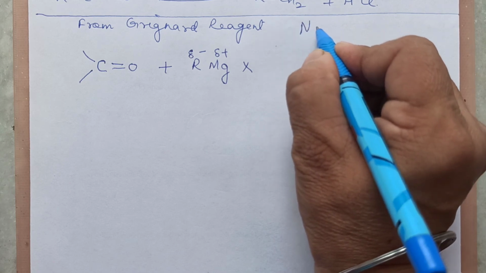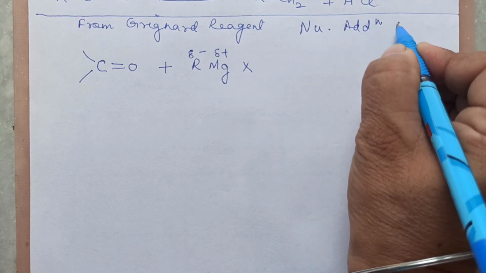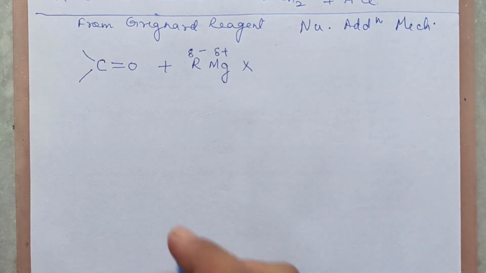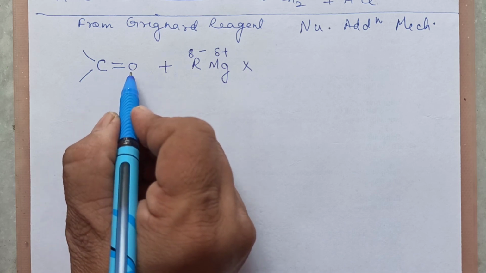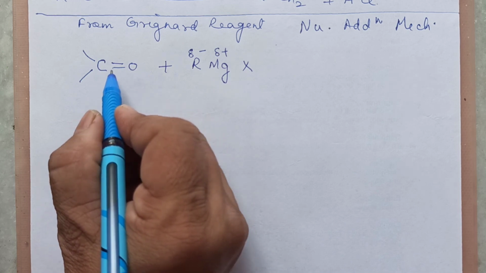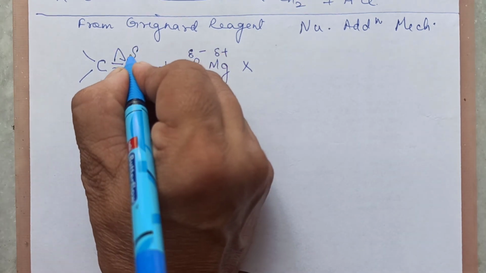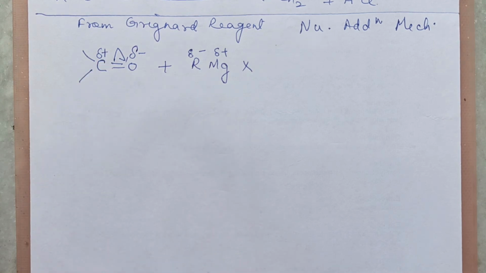This reaction follows the nucleophilic addition mechanism. Now why nucleophilic addition? Because there is a double bond between carbon and oxygen. O, being more electronegative, will try to pull this electron pair towards itself. As a result, O gets a partial negative charge and this carbon gets a partial positive charge, right?